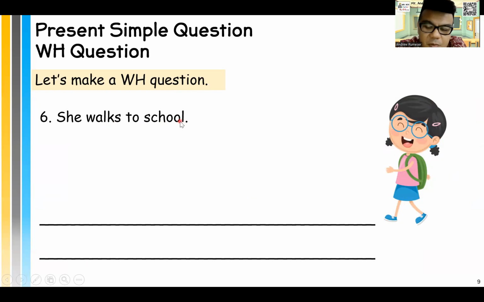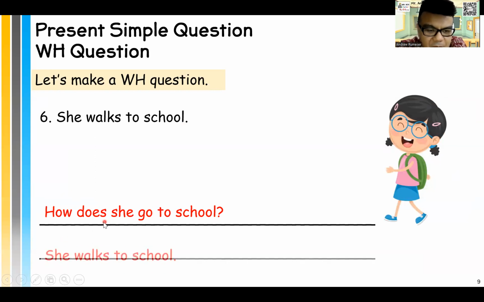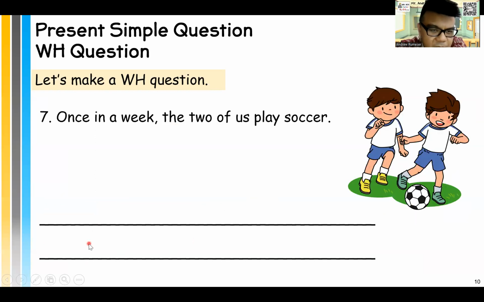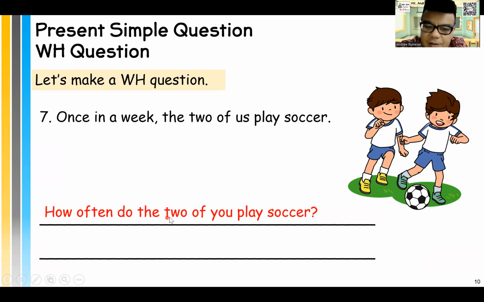She walks to school. How? How what? How does she go to school? She walks to school. Once in a week, the two of us play soccer. How often do the two of you play soccer? Once a week.